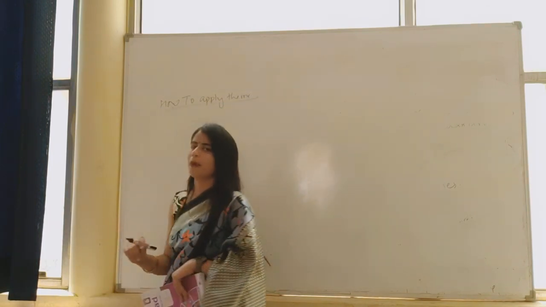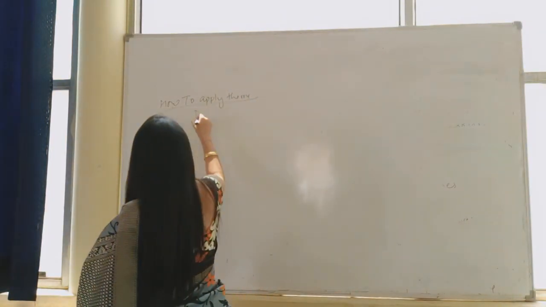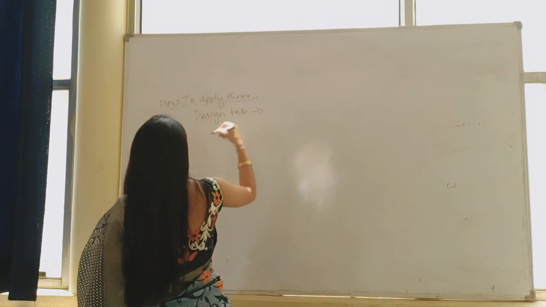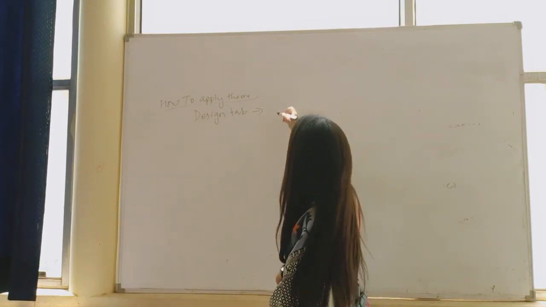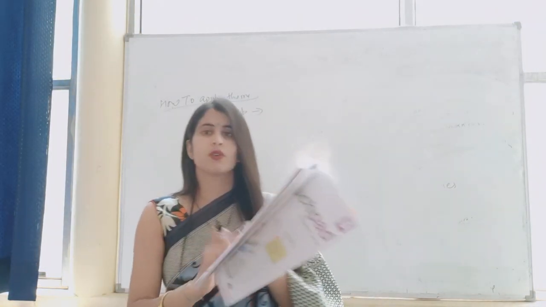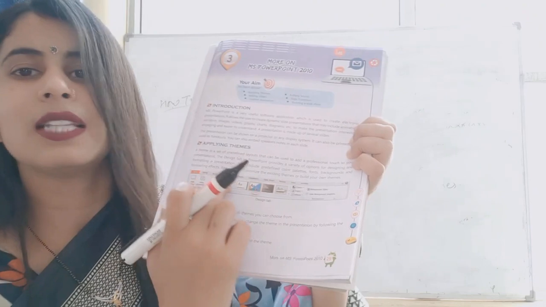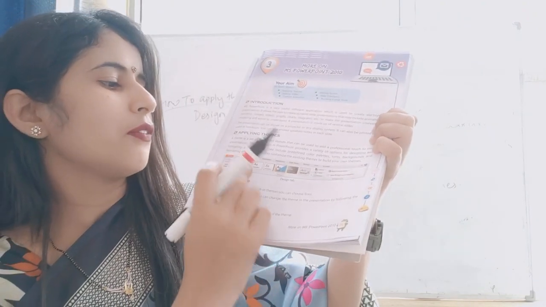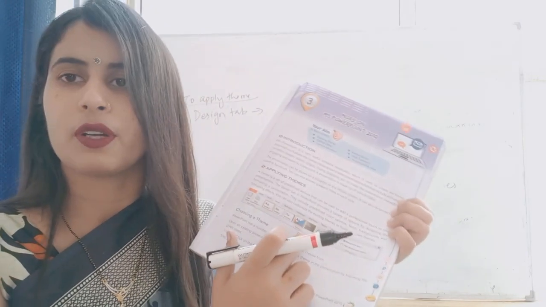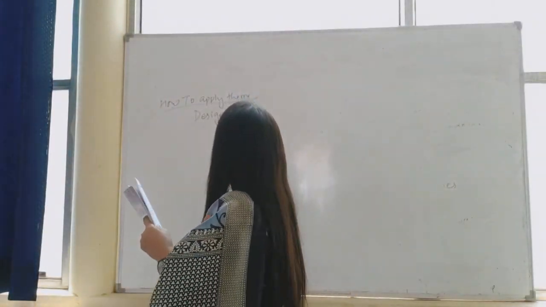If we want to apply any kind of theme, at first we have to click on the design tab. Okay, when I click on the design tab, after this I will see many themes there. Okay, in the book also you will find it. These are the themes that are visible here. In this way they have different backgrounds. So these are the themes of it. Okay, so you can choose the theme out of it all.